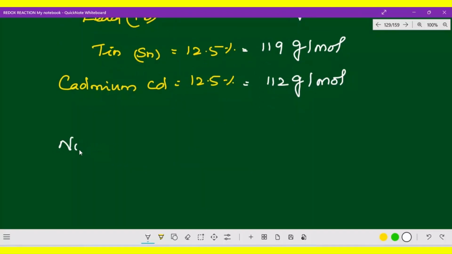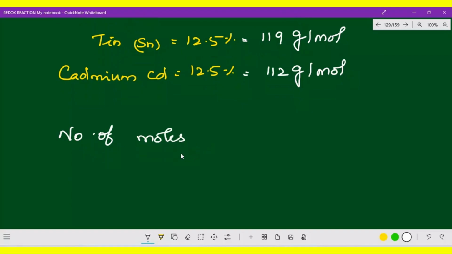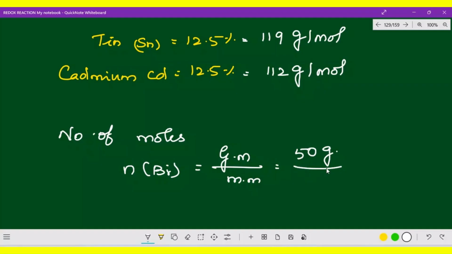So the number of moles of bismuth, lead, tin and cadmium. So n of Bi is given mass by molar mass. So given mass, what is it? 50 gram. We can convert a percentage into grams, right? Molar mass is 209 gram per mole. So how much are you getting? You are getting around 0.2392 mole. This is mole.